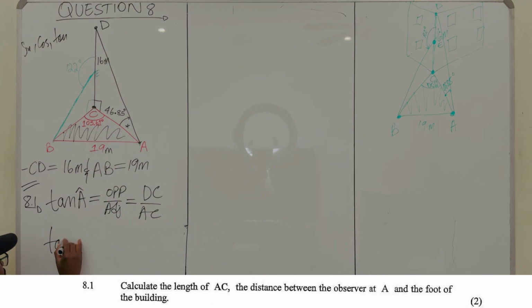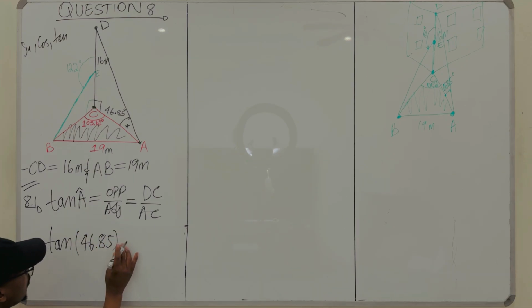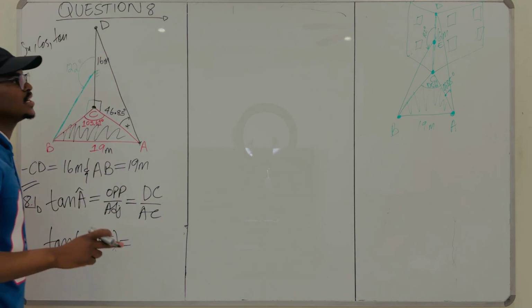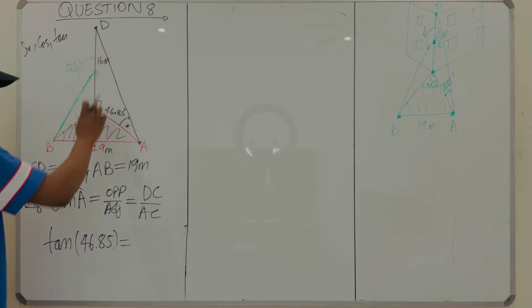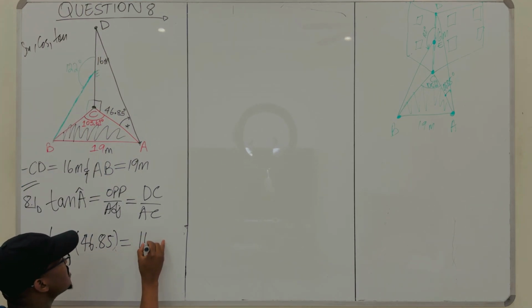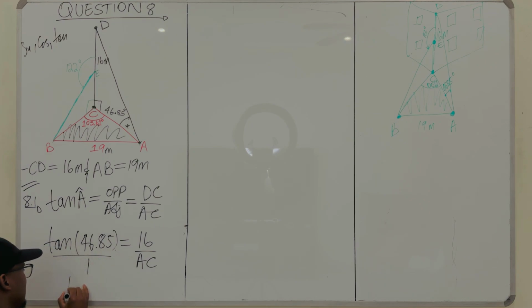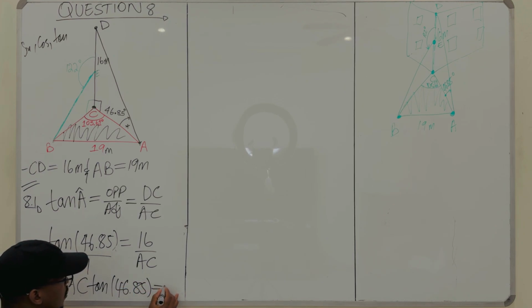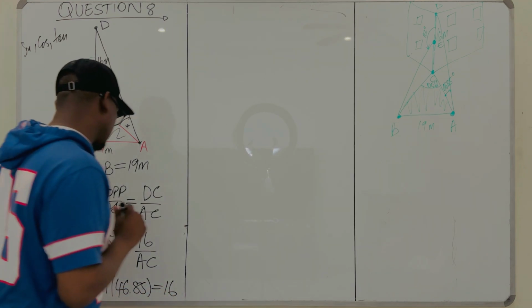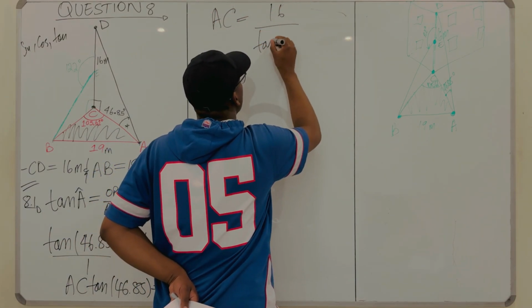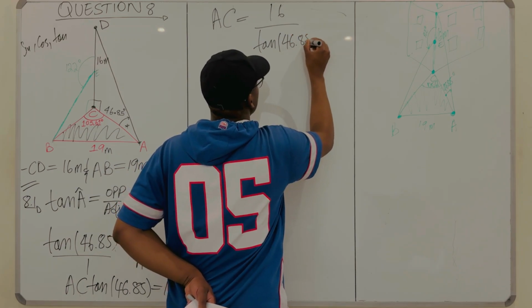So tangent of A, what is your A? Your angle A is 46.85, right? Tan is equal to DC. What is your DC? You're told that DC is the height of the building. I did tell you that DC is the height of the building. It's 16 meters. So 16 meters over AC, then all over 1, you cross multiply. You get that AC tangent of 46.85 is equal to 16. You divide by the tangent on both sides. You get that your AC is equal to 16 over the tangent of 46.85. That's what you have.